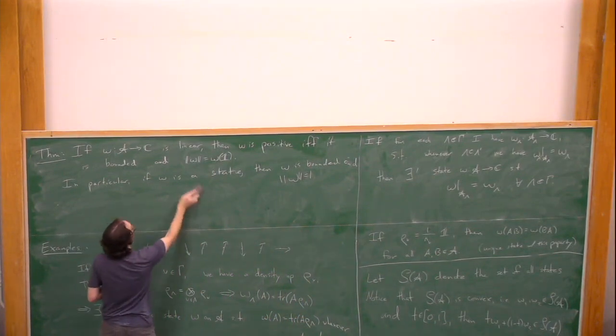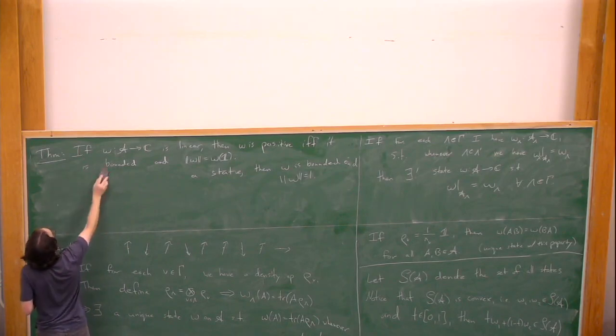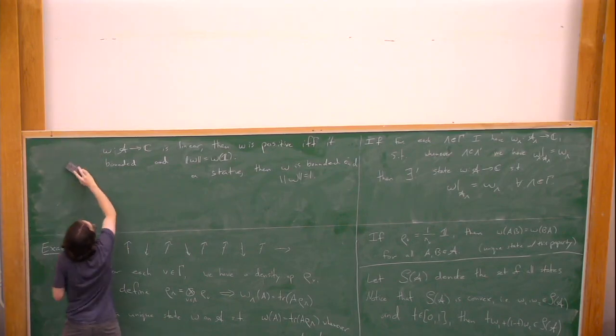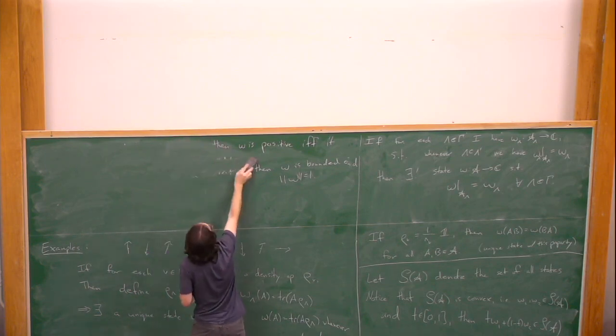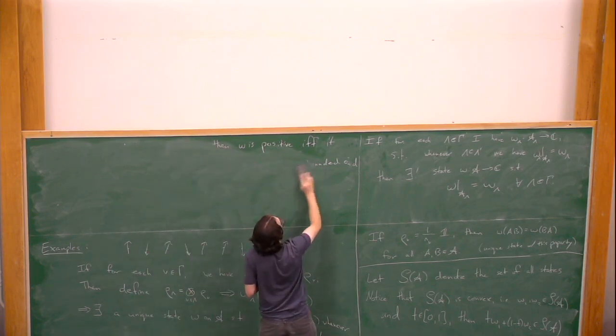So the state space is convex. And the pure states in the Hilbert space setting can be characterized as the extreme points. And that's a definition that generalizes to the C-star algebraic setting.